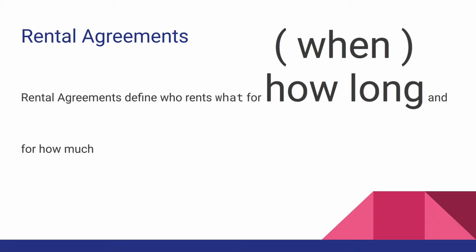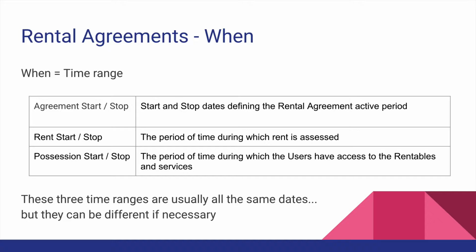Now, the when refers to a time range, and in Roller there are 3 time ranges. First, you have the agreement start and stop, which defines when the rental agreement is active. Next, we have rent start and stop, which defines the period of time that we're charging rent. And finally, we have possession start and stop, which defines the period of time which the users take possession of the rentables. Now, in most cases, these 3 time ranges will probably all be the same, but they're not required to be the same thing, and there may be circumstances where it makes sense for them to be different.